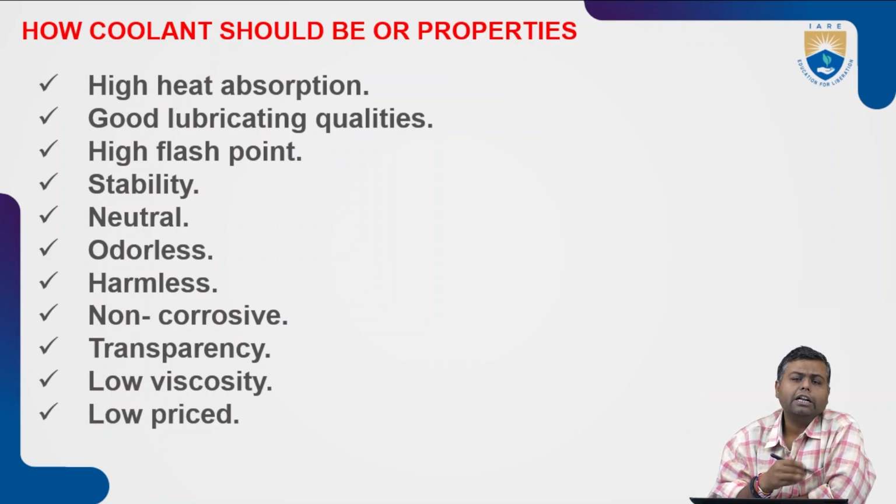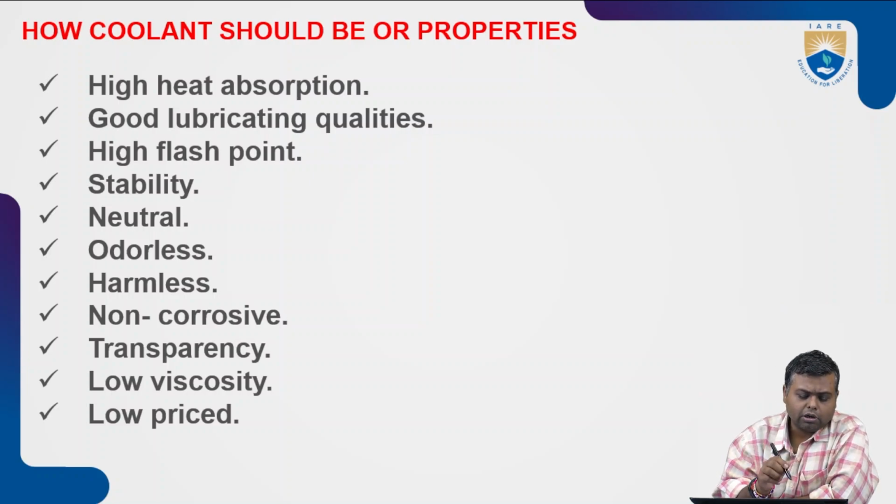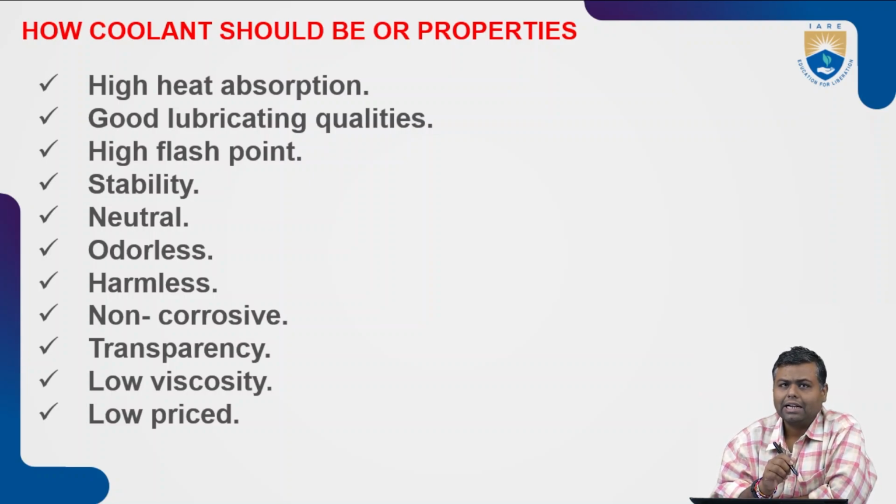That means it should reduce friction between the mating parts. So that is what a good lubricating quality stands for. So next, it should have a high flash point. High flash point, in a sense, means it should not catch fire when it is undergoing frictional action. So that is what is called a high flash point.